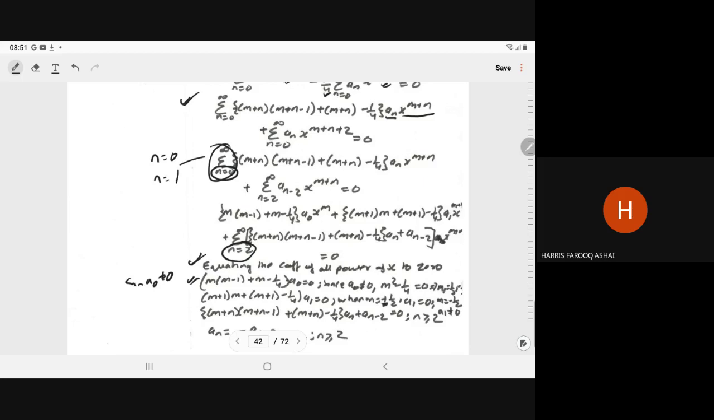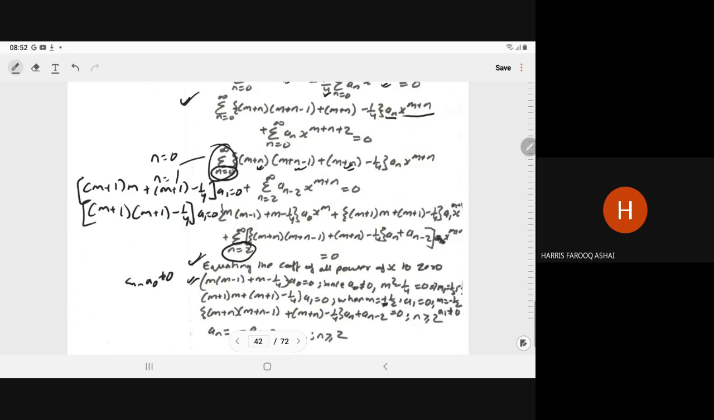So when we put n equal to 1, what will you get? From here you will get m plus 1. From here you will get m plus 1, and minus 1 by 4, into a1 is equal to 0. So this will give you m plus 1 common, and inside we have (m plus 1) minus 1 by 4, into a1 is equal to 0.